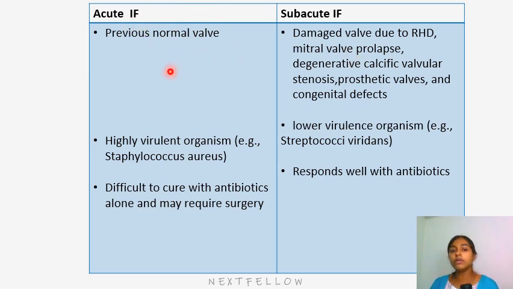So in acute IE, it involves previously normal valves. In subacute IE, the damaged valves will be involved. Here the damage can be due to rheumatic heart disease, mitral valve prolapse, calcified valves, prosthetic valves, or due to any congenital defects. The organism isolated from acute IE is a highly virulent organism like Staph aureus. In subacute IE, we can see lower virulence organisms, maybe due to Streptococcus viridans. So in acute IE, it is difficult to treat by antibiotics alone. However, in subacute IE, they respond well to antibiotics.